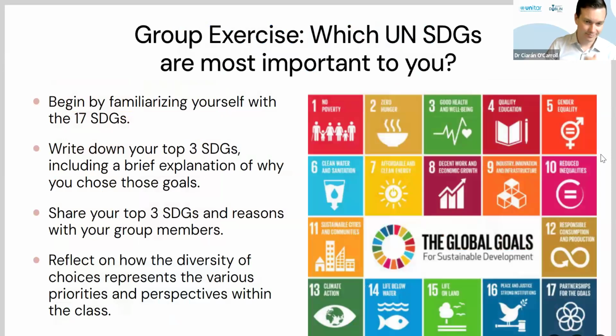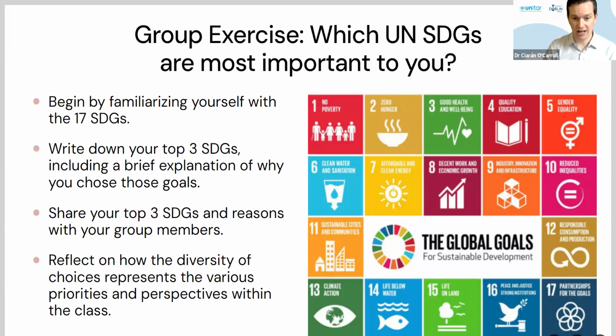Now, in my class, what I would usually do is that I would ask my students, I know there's a few academics on the call, so you can take this as an example if you want to teach the UN SDGs, or perhaps you already do. This is just an exercise I do with my class to make them think about the UN SDGs and which are most important to them. So I would ask my students to familiarize themselves with all 17 and to write down their top 3 UN SDGs with an explanation of why they chose those goals and to share them with the class.